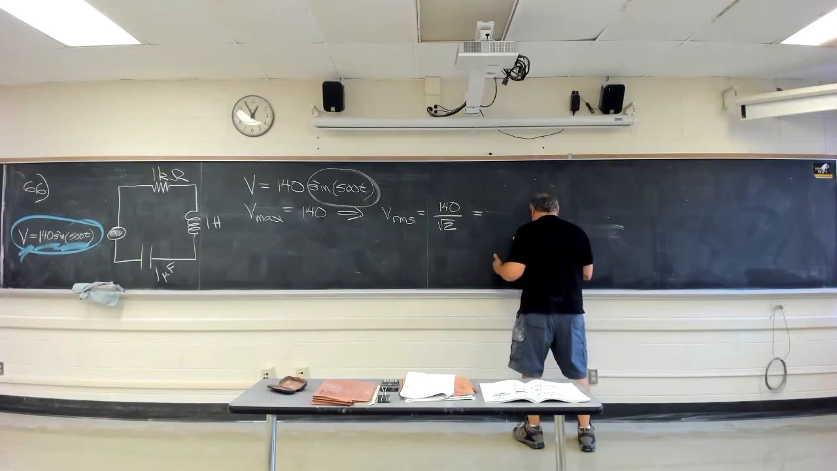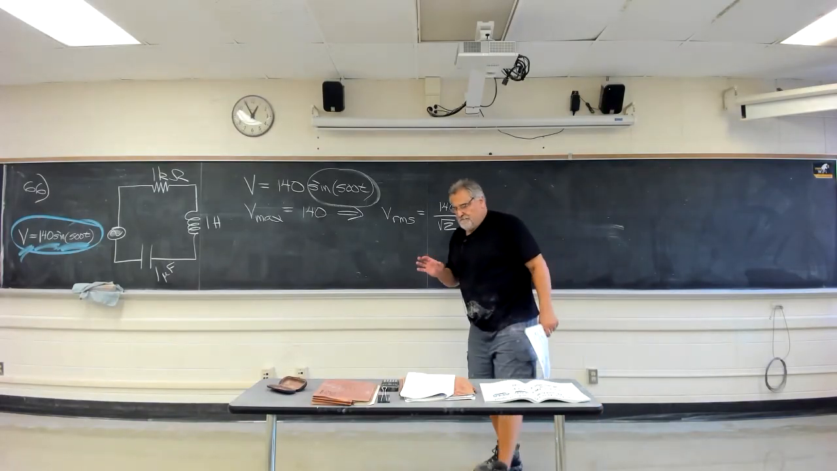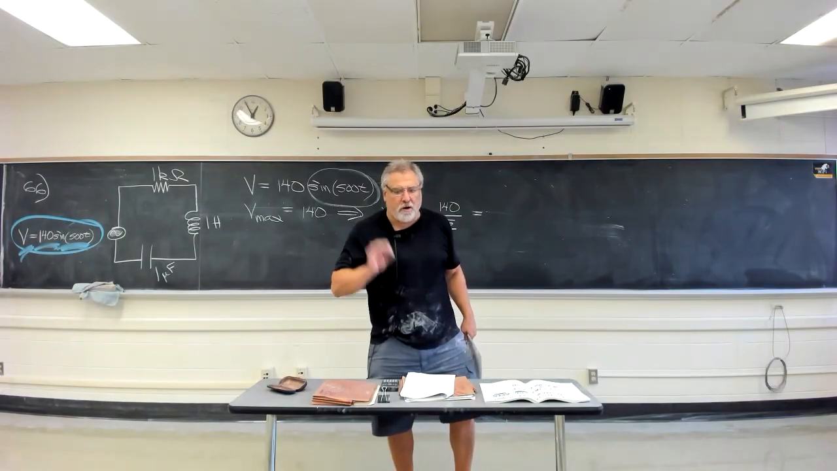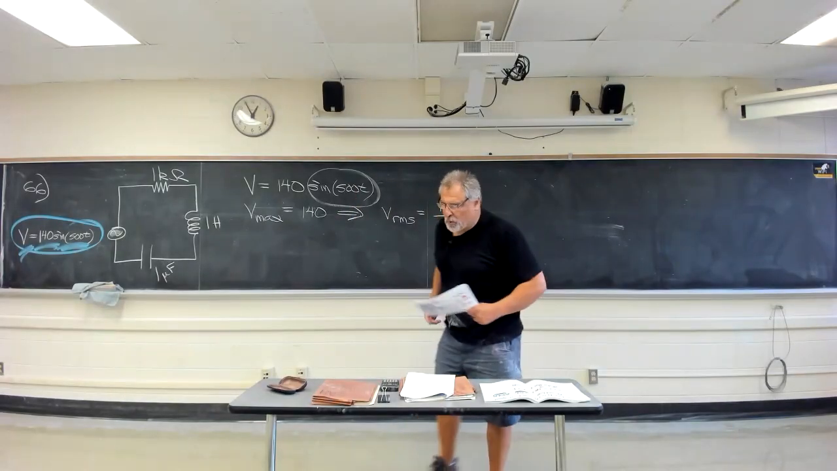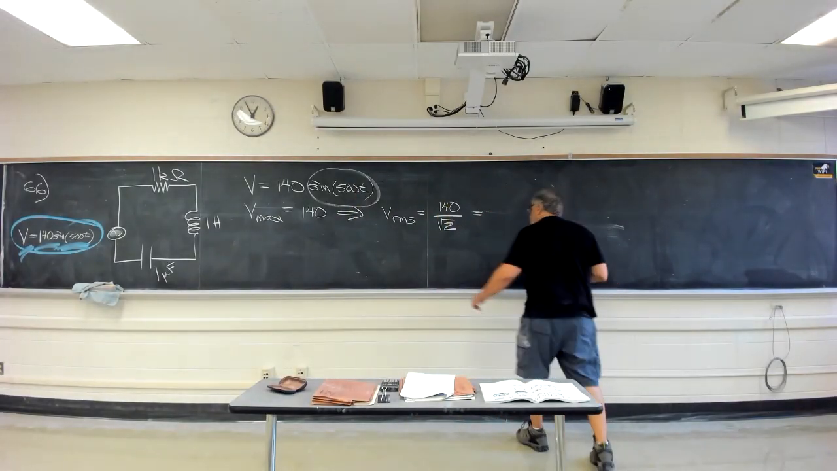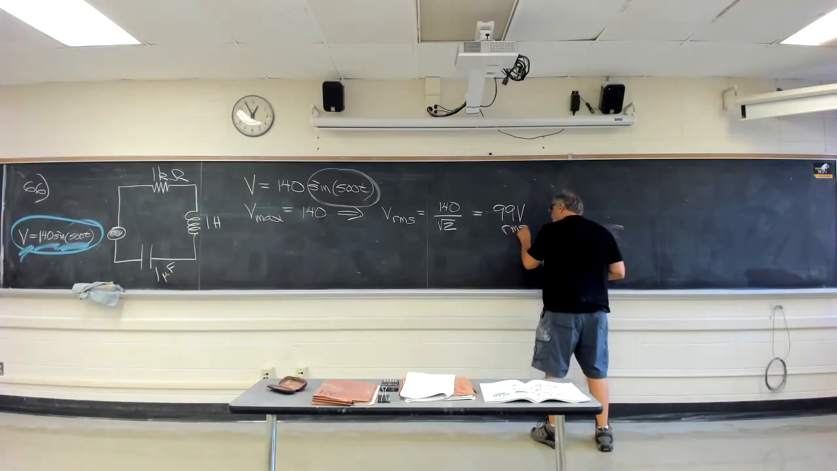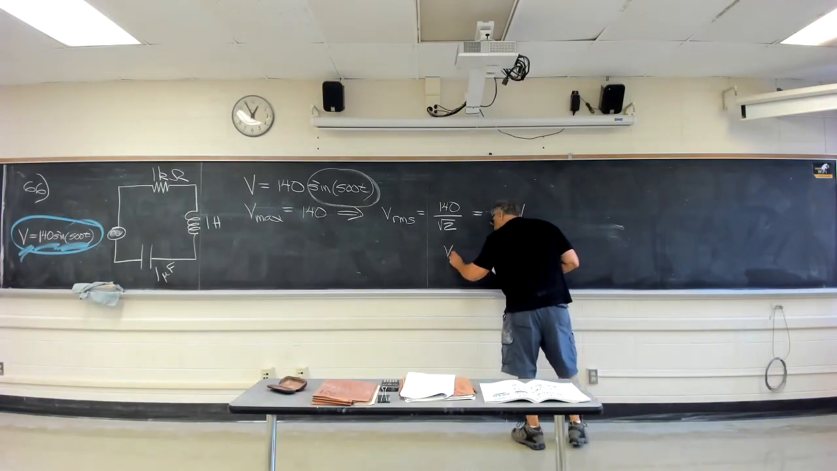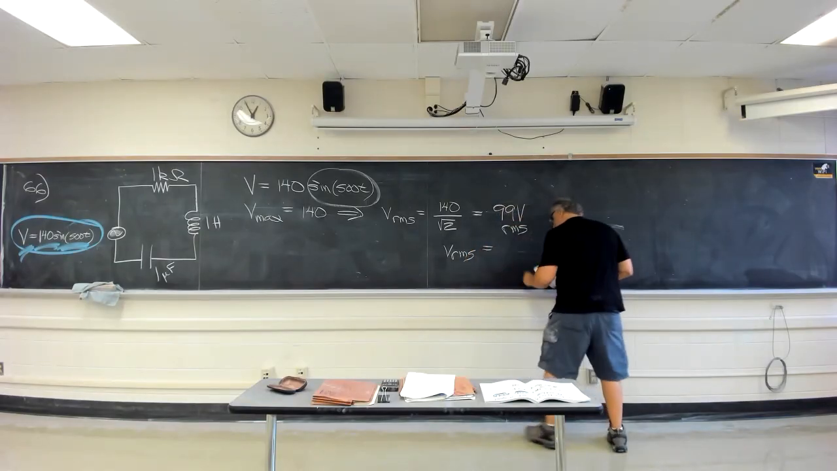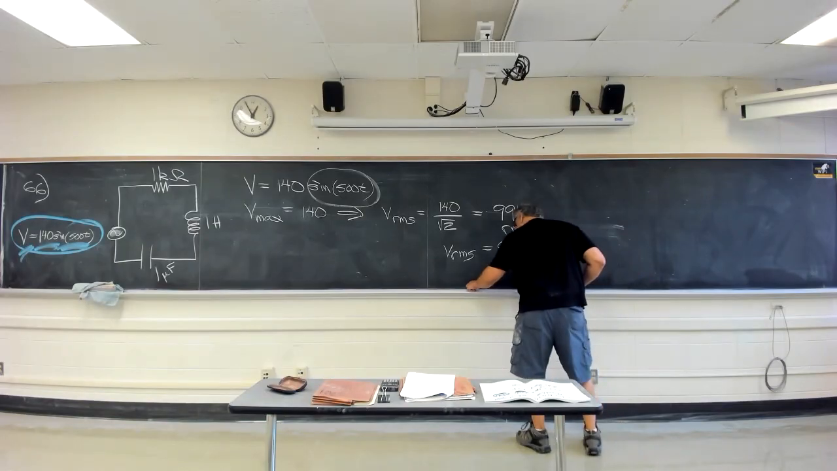The average of the square of the sine function, square rooted, is 1 over the square root of 2. Easy for me to say. 1 over the square root of 2 times 140 will give you 99 volts RMS. So V RMS equals 99 volts. And that'll be it.